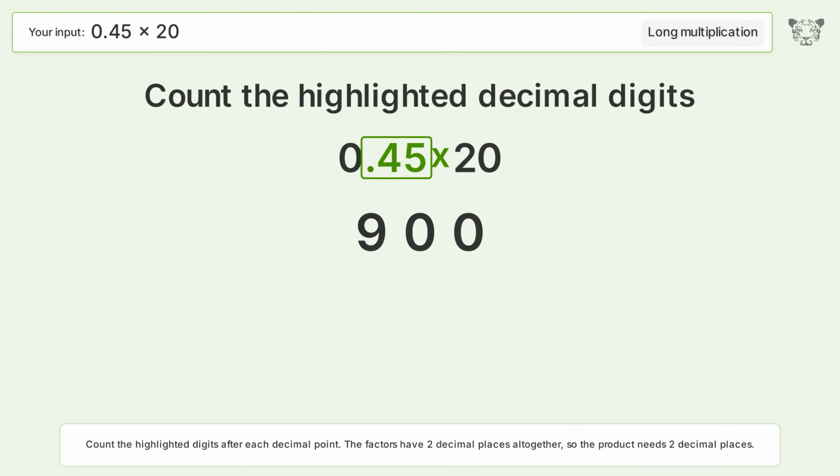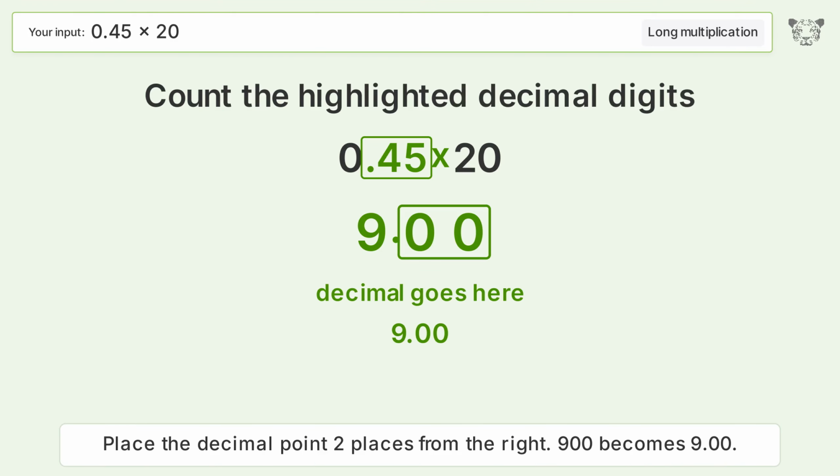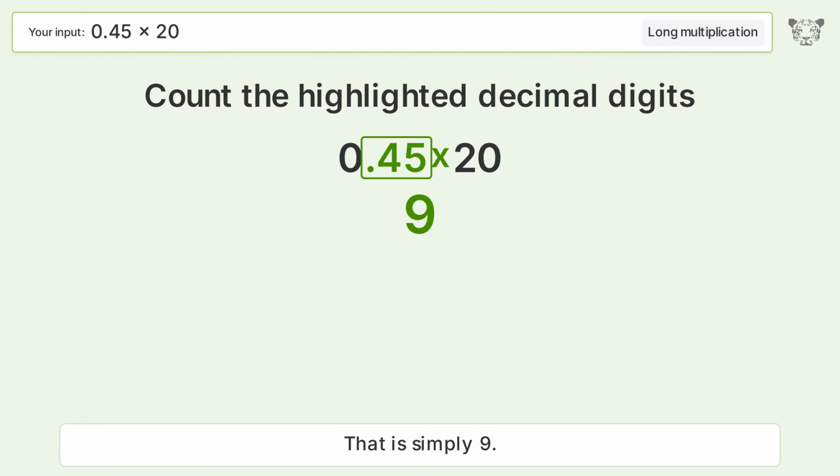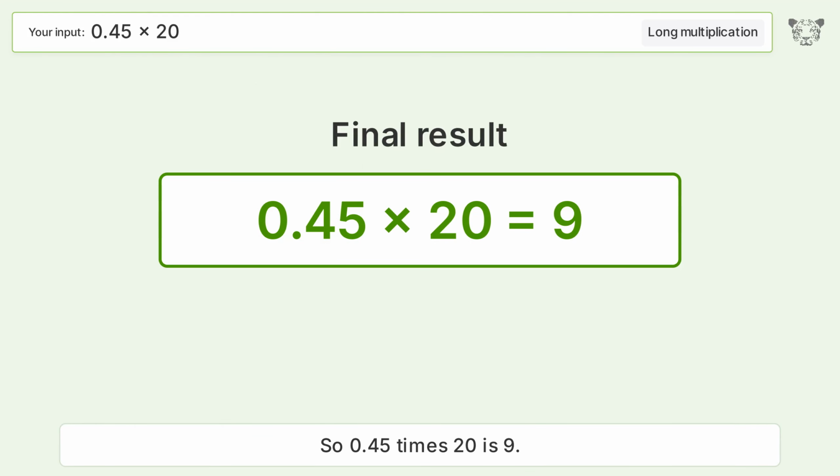Count the highlighted digits after each decimal point. The factors have 2 decimal places altogether, so the product needs 2 decimal places. Place the decimal point 2 places from the right. 900 becomes 9.00. That is simply 9. So 0.45 times 20 is 9.